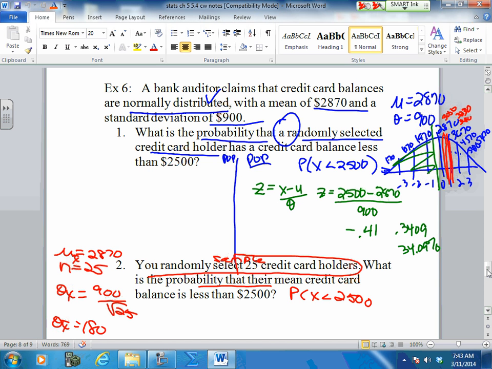Look what happened to this graph. That curve came really, really narrow on us. So we kind of squished everything in. Our probability is a lot different now. When you look for your 2,500, it's going to be real close in here. It's real close in here.